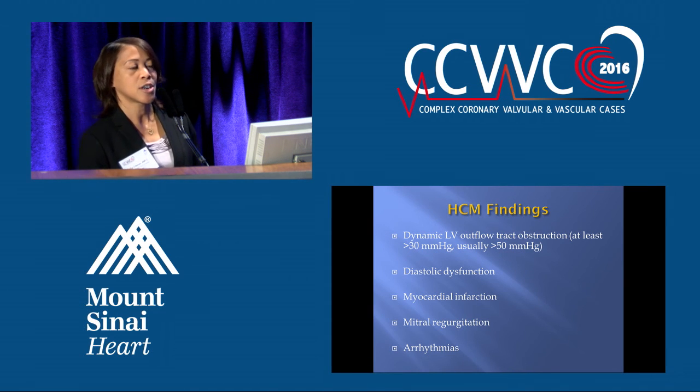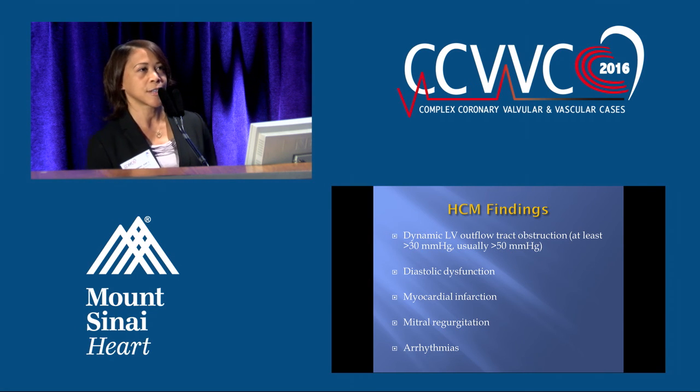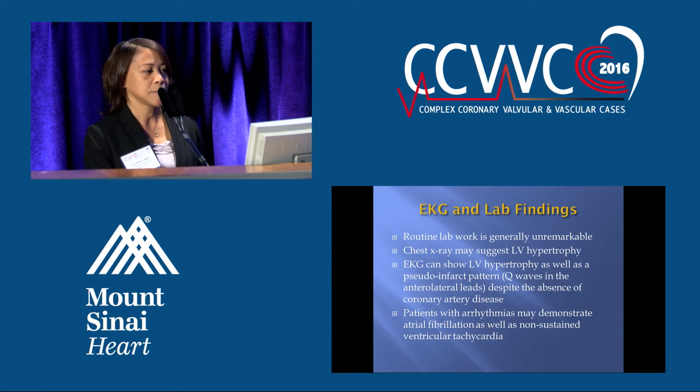So with findings for hypertrophic cardiomyopathy, we have a dynamic LV outflow tract obstruction of at least greater than 30 millimeters and usually greater than 50. We have diastolic dysfunction, myocardial infarction, mitral regurg, and arrhythmias. For routine lab work, it's generally unremarkable. A chest X-ray may suggest left ventricular hypertrophy.